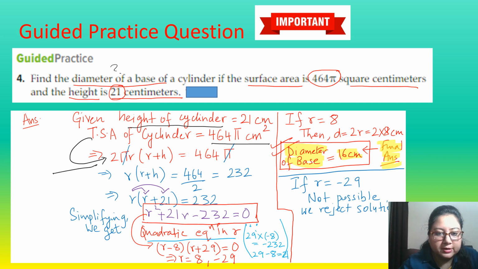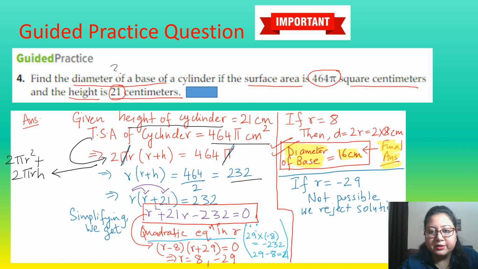Now please don't get confused. In this formula, I have written the same formula 2 pi r square plus 2 pi r h, but it's just that I've taken the common factor here. So 2 pi r I have taken common, bracket r plus h, is equal to 464 pi. Okay, so let's cancel now the common factors and try and simplify this expression. So r times (r plus h) comes out to be 232.